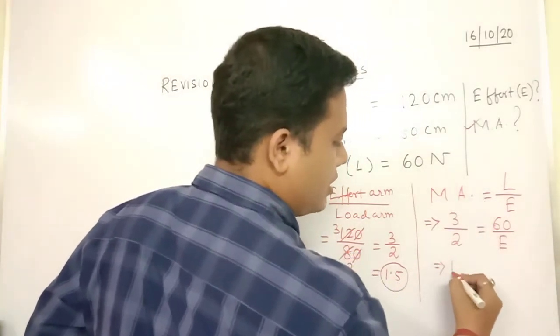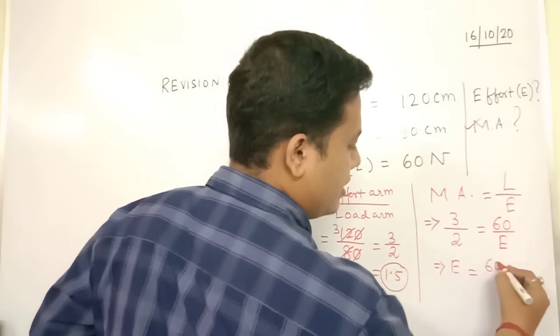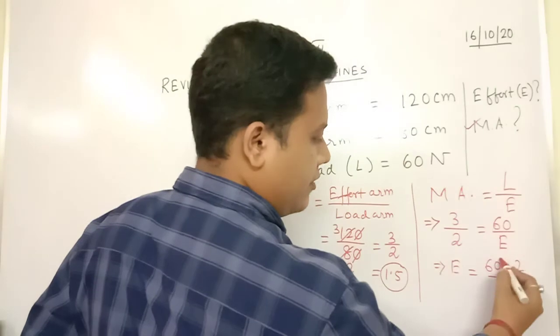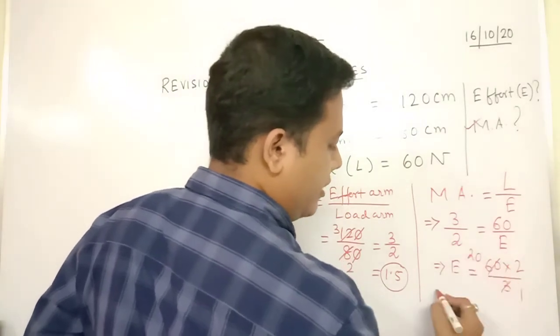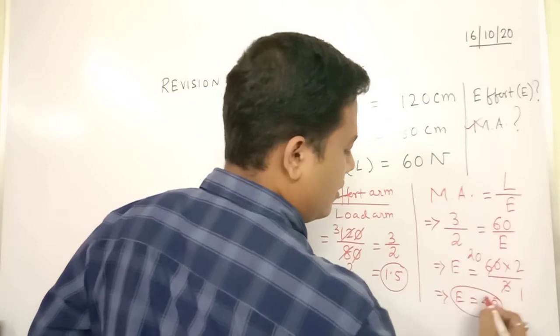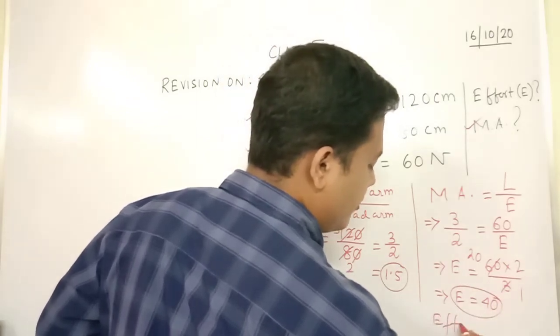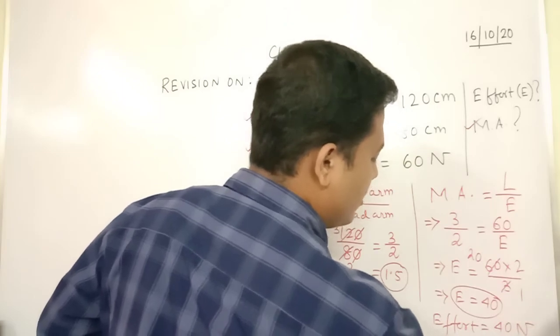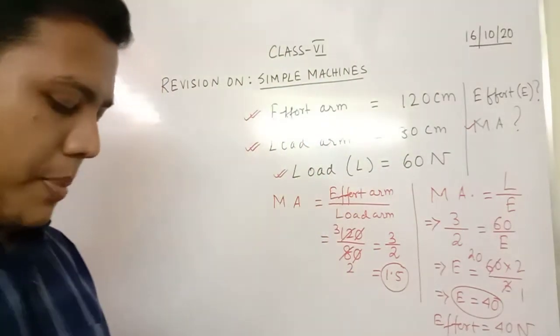Effort. Now if you cross multiply, 60 into 2 by 3. 3 ones are 3, 20. So your effort will be how much? 40. So our effort is equal to 40 Newton. So this is our answer.